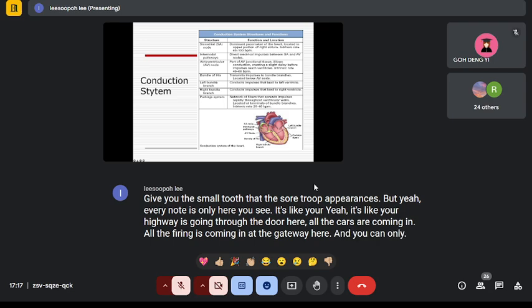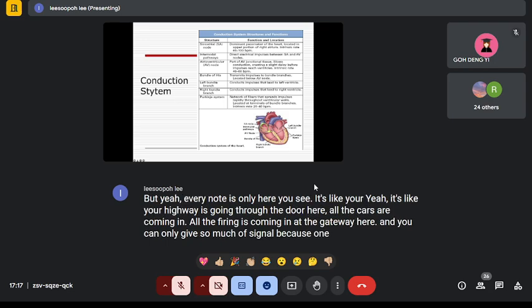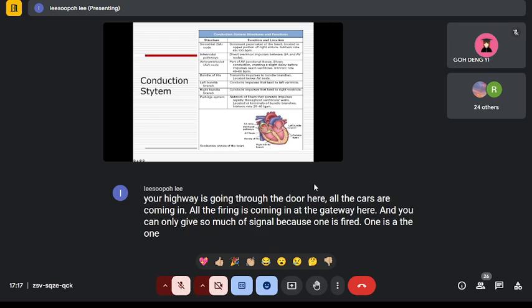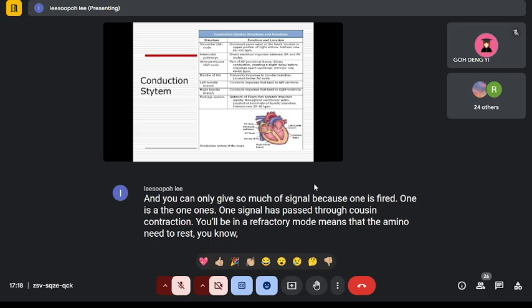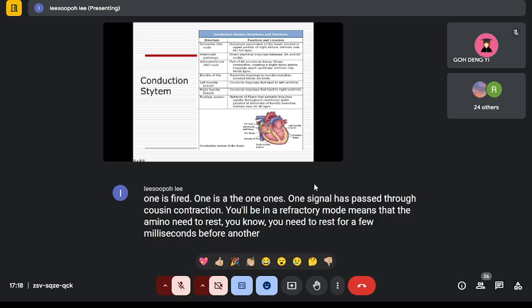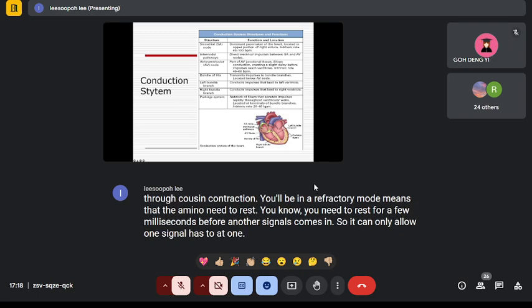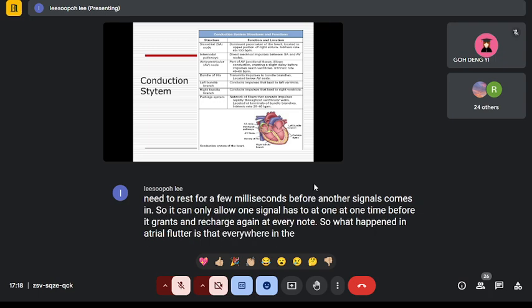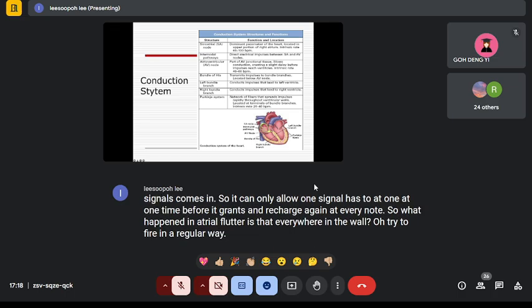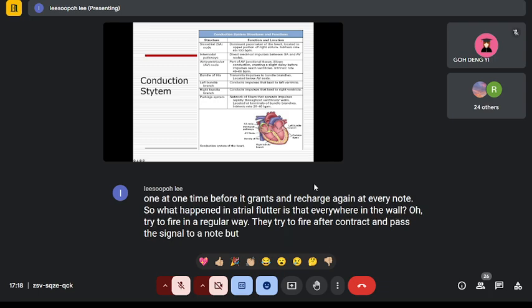And it can only let so much signal through, because once one signal has passed through causing a contraction, you'll be in a refractory mode. That means the AV node needs to rest for a few milliseconds before another signal comes in. So it can only allow one signal through at one time before it rests and recharges. In atrial flutter, everywhere in the wall tries to fire in a regular way, asking the atrium to contract and passing the signal to the AV node, but they cannot pass through.